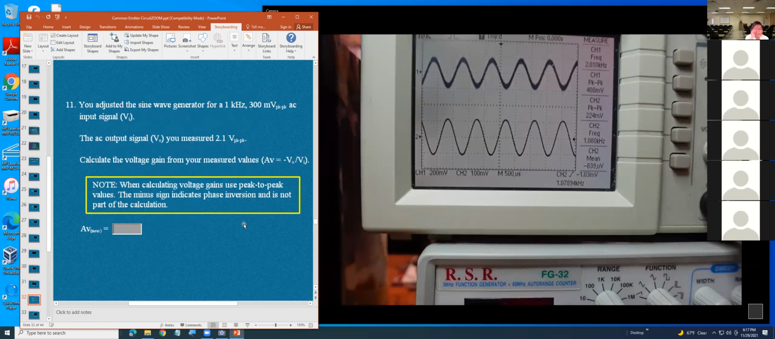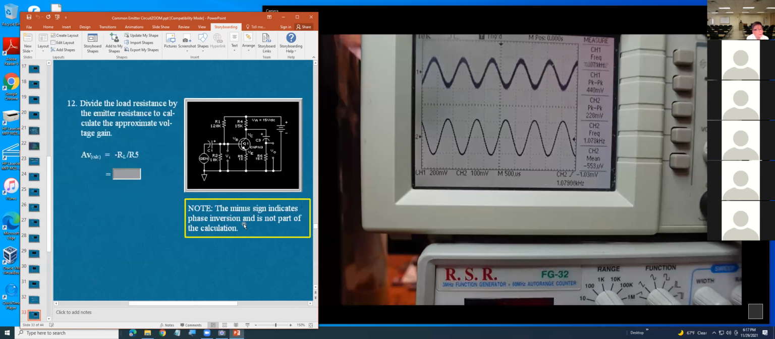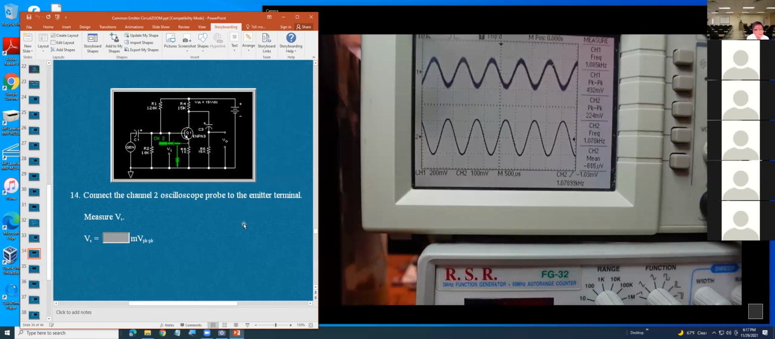Okay, and then they give you the AC output, and they want to calculate the gain. So that's what you need to do. That's the same thing, you just do the calculation. I'm not doing it on this one. Connect channel 2 scope to the emitter terminal.